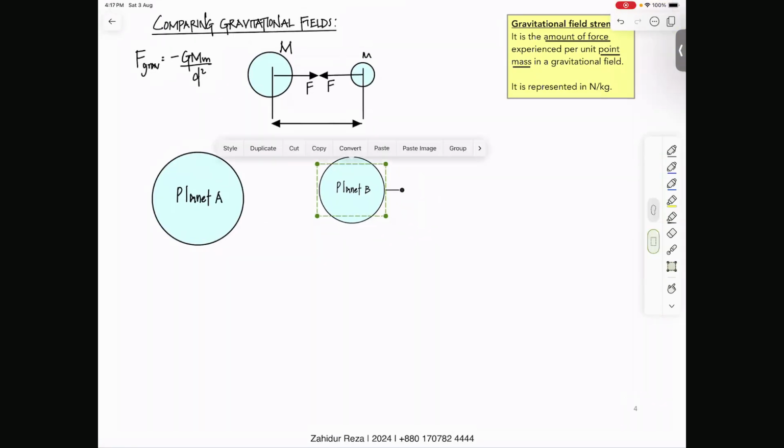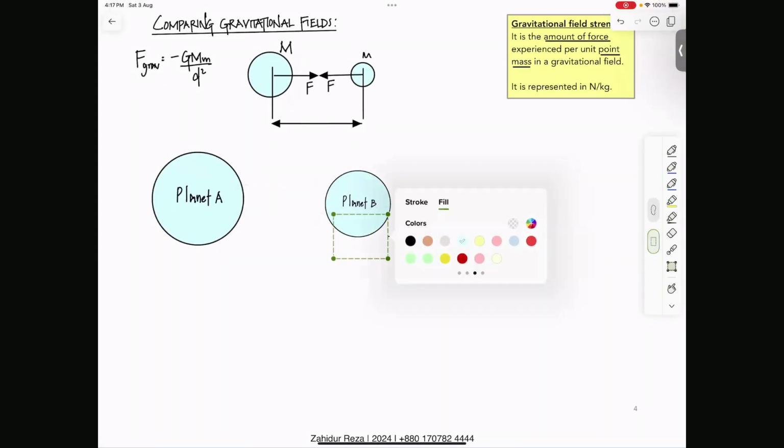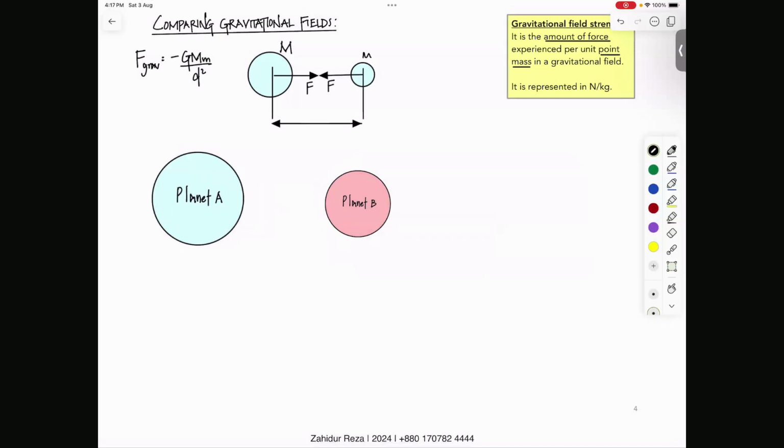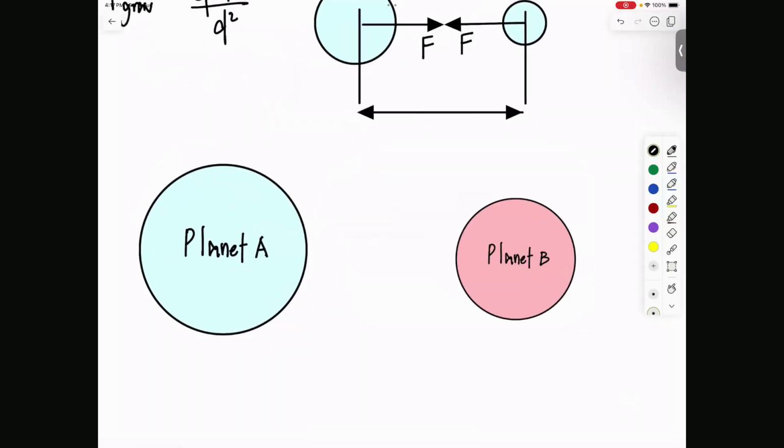We just know that, we don't have any other information other than the fact it's planet A and planet B, right? Now, we have another piece of information.